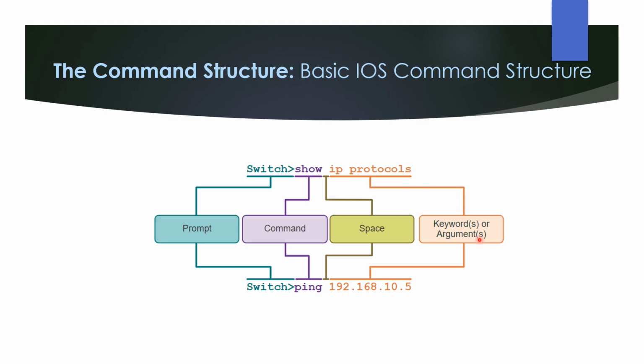A keyword is a specific parameter defined in the operating system. In this case, if we are going to use, for example, the IP protocol, or an argument, which is not predefined and is a value or variable defined by the user, as in here we are using an IP address. After entering each complete command, including any keyword and argument, you have to press the Enter key to submit this command to the command interpreter.